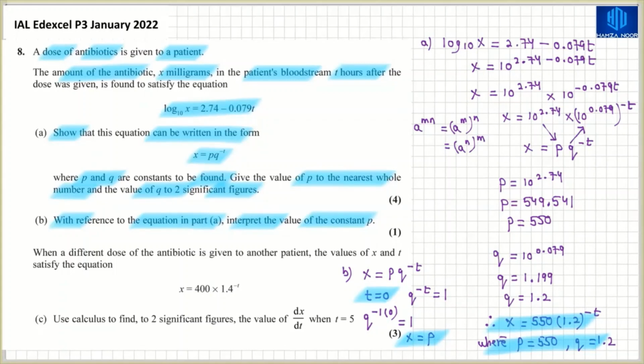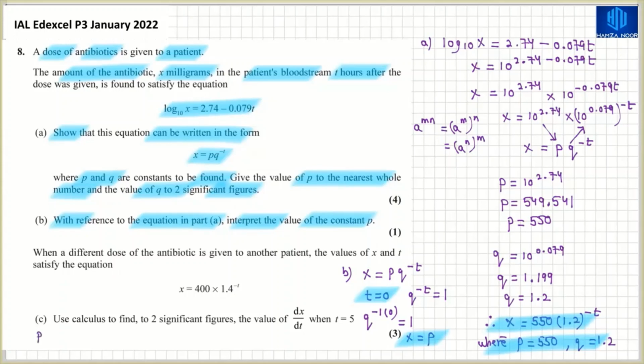So as we can see, the amount of antibiotic x milligrams in the patient's bloodstream t hours after the dose was given. So this means that initially the patient's bloodstream had 550 milligrams. Okay, so we just need to interpret this in words.